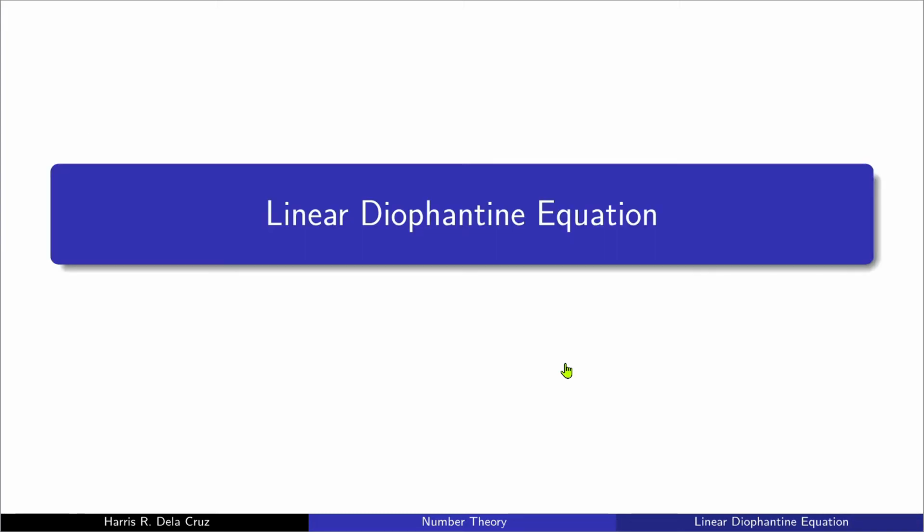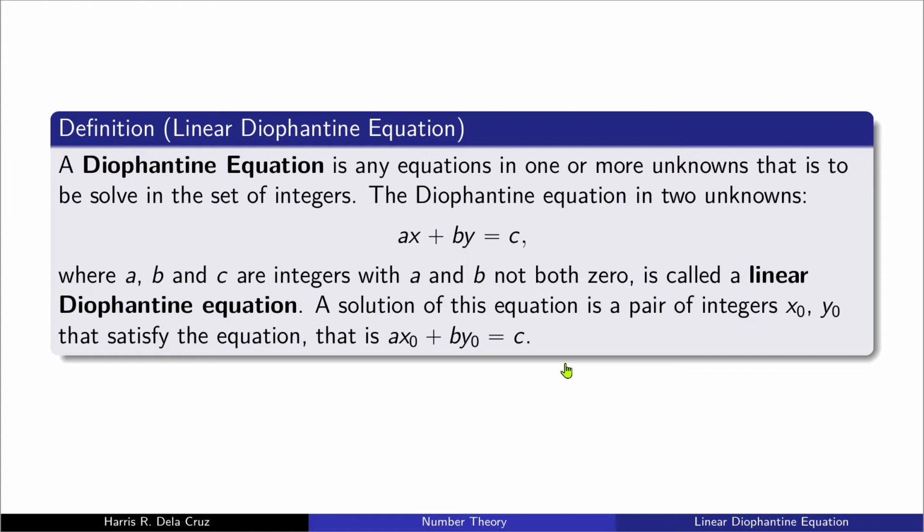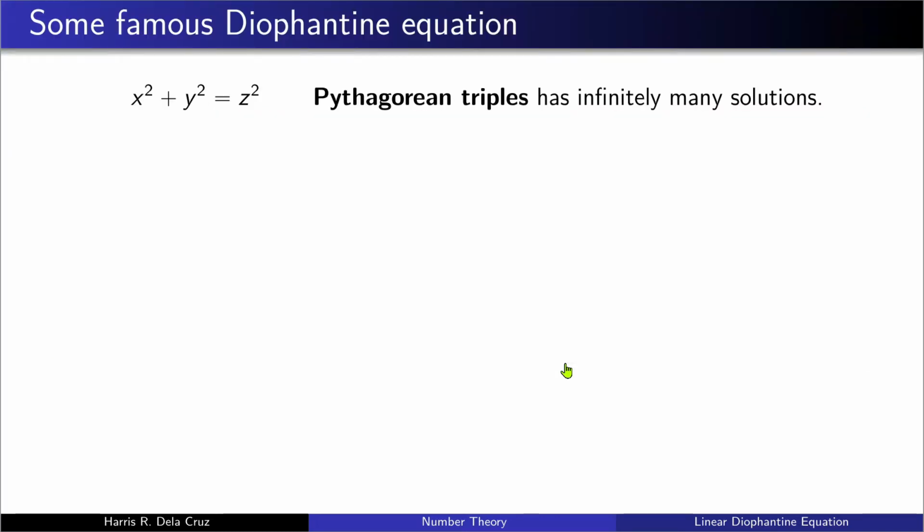So what is a linear Diophantine equation? A Diophantine equation is any equation in one or more unknowns that is to be solved in the set of integers. The Diophantine equation in two unknowns of the form ax + by = c, where a, b, and c are integers, with a and b not both zero, is called a linear Diophantine equation. A solution of this equation is a pair of integers x0, y0 that satisfy the equation, that is, ax0 + by0 = c. Now, here are some famous Diophantine equations.